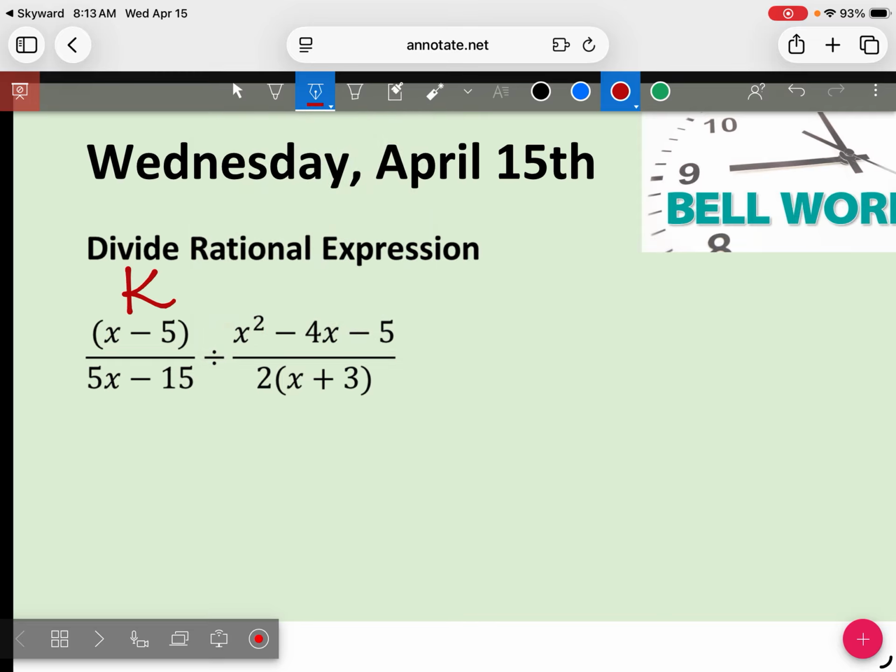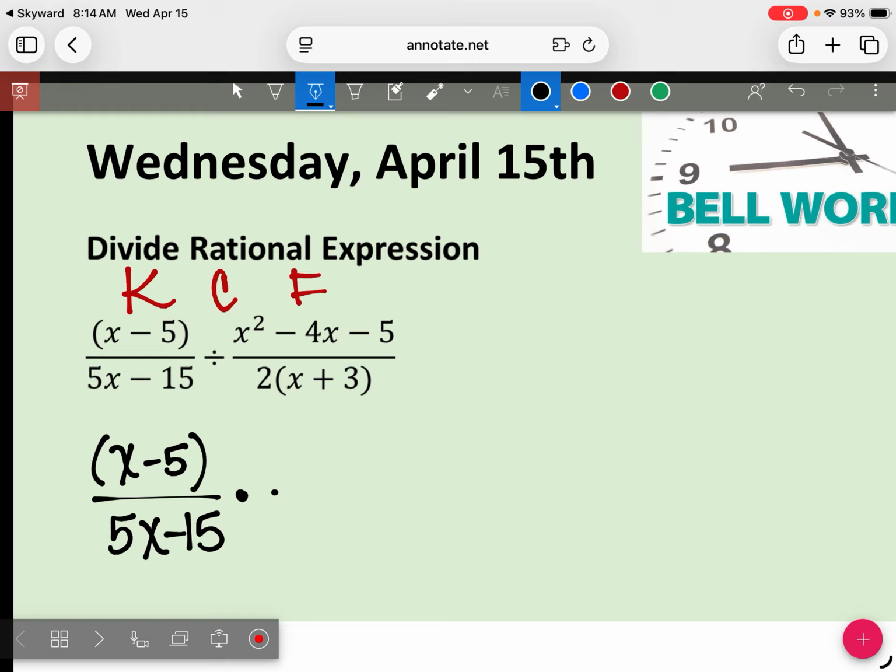Keep, change, flip. So we're going to keep the first fraction, change division to multiplication, and flip.